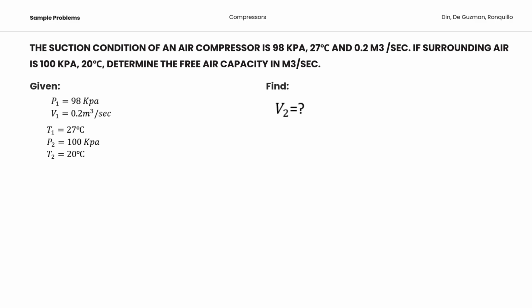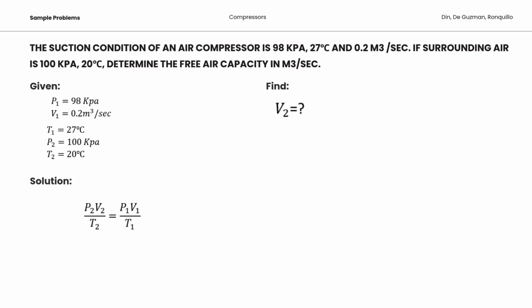So first thing to do is to list down the given. For the pressure 1, or pressure of point 1, is 98 kilopascal, volume 1 is 0.2 cubic meter per second, and the temperature is 27 degrees Celsius. And the next one is, if surrounding air daw is 100 kilopascal, which is that is T2, 20 degrees Celsius, and P2 is 100 kilopascal. And then find, determine the free air capacity. When we say capacity, it is V2 or volume 2 kasi free air capacity siya.